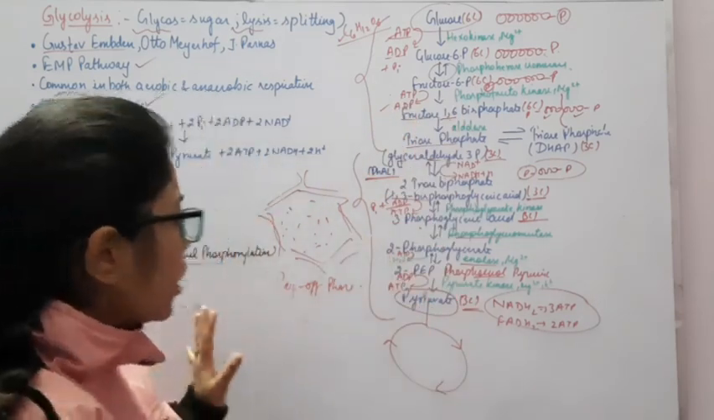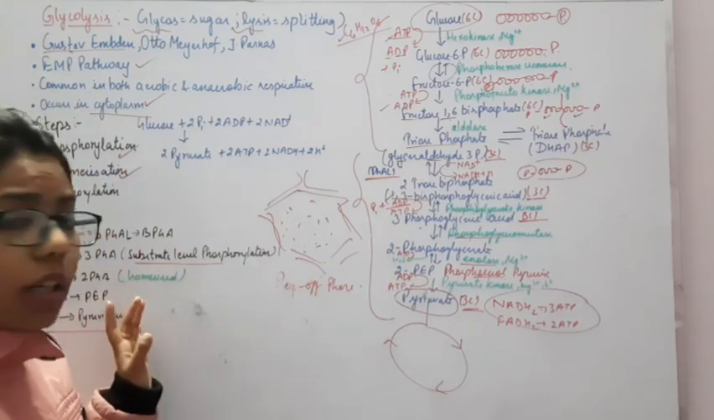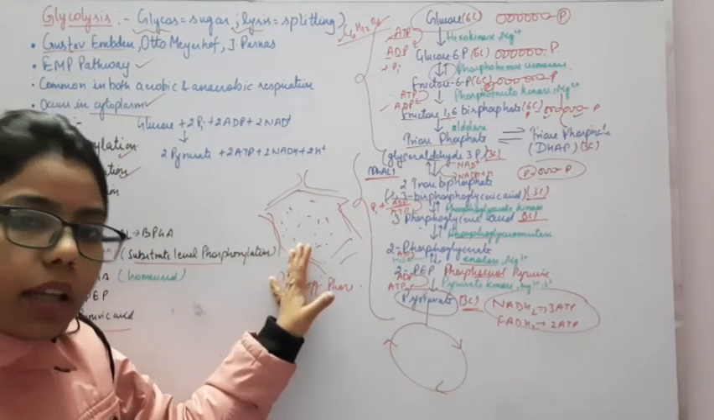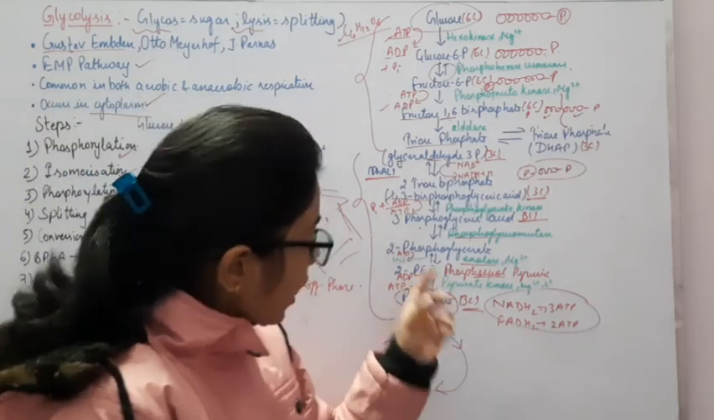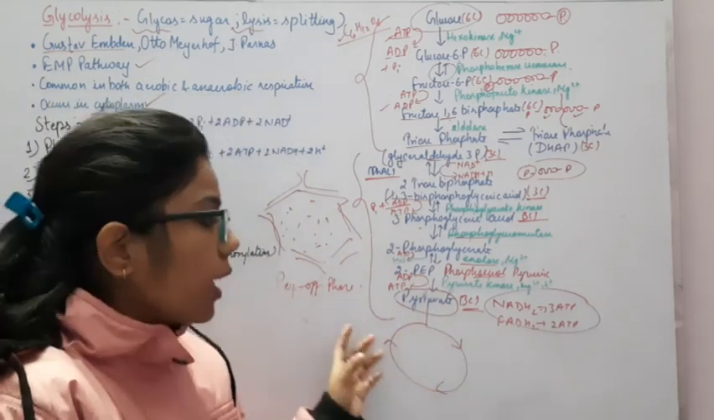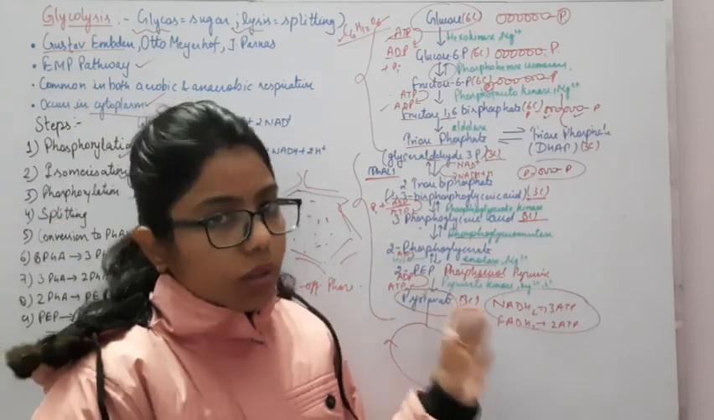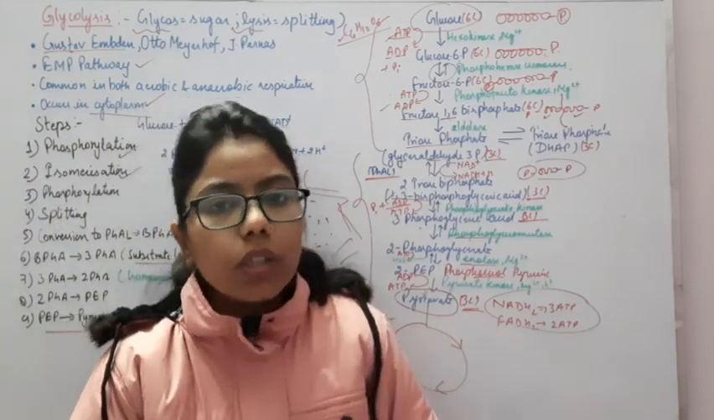So this is all about glycolysis, which takes place in the cytoplasm of the cell. Now in another class we will study how this pyruvic acid enters into the Krebs cycle and how it will complete its oxidation. Okay, so that's all for today. Thank you.